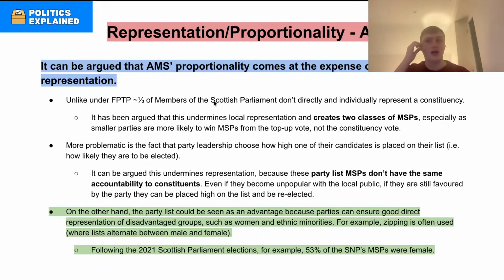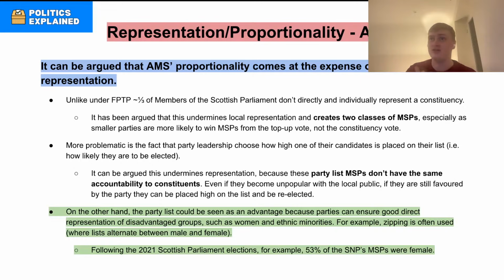On the other hand, we can argue that there's actually drawbacks of AMS in terms of representation and proportionality. And that's that it can be argued that its proportionality comes at the expense of strong local representation. So unlike first past the post, not every member of the Scottish Parliament individually represents a constituency. And it can be argued that this undermines local representation and creates two classes of MSPs, and that these representatives who don't have a constituency are unlikely to listen to the voters, are unaccountable. That's a strong argument you can make against AMS, and in a way it's less effective in terms of representation.